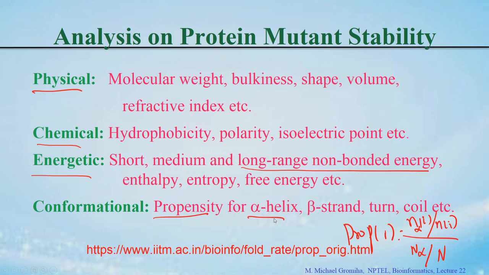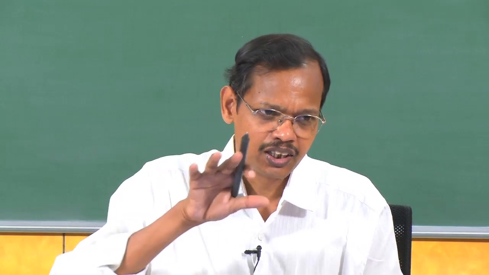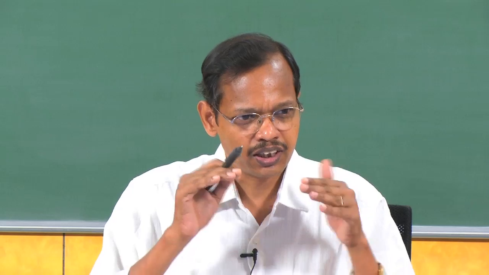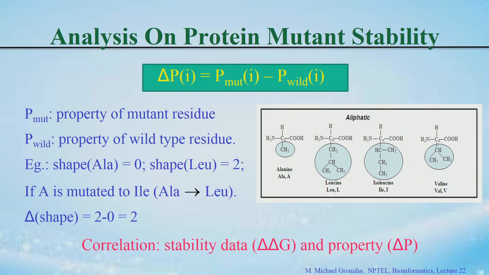So, what will you get for the propensity? How many values do you get? 20 values for the 20 residues. Likewise, for beta strand you get 20 values, everything 20 values. Now, for the property wise, each property you have 20 values for the 20 amino acid residues. On the other side you have the experimental data. Now, how to relate the experimental data with these properties, like for any property?